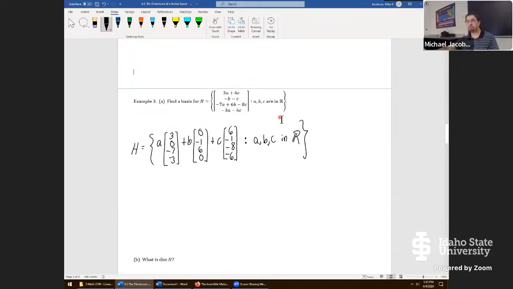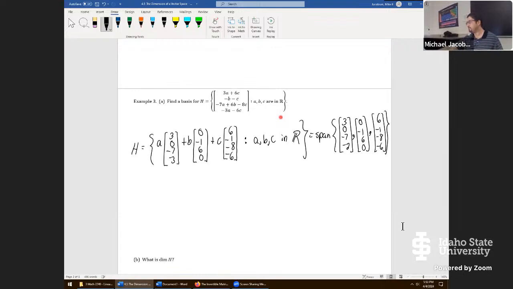And the moment we've written this, well, we've just spanned something. So this is equal to the span of those 3 vectors, 3, 0, -7, -3, 0, -1, 6, 0. And finally, 6, -1, -8, -6. So we've got it, folks. That's our spanning set there. Any questions so far to that stage?